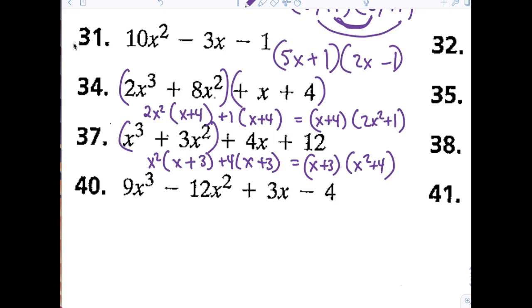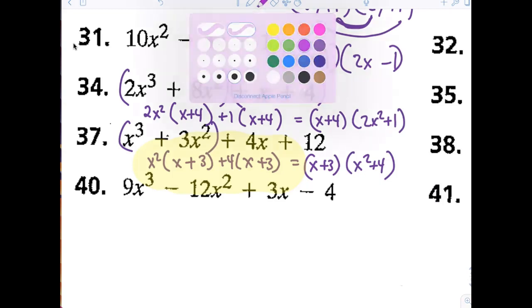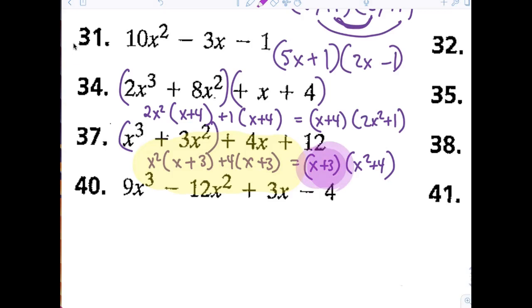Yes, ma'am. I don't get what you're doing after you factor it out. I'm factoring it a second time, actually. Now what I want you to do is look right here. Do you see there's a common x plus 3? So that's why I put the x plus 3 right here. Oh, and then you just put the 2 numbers before it. Yeah, the ones that are left out.